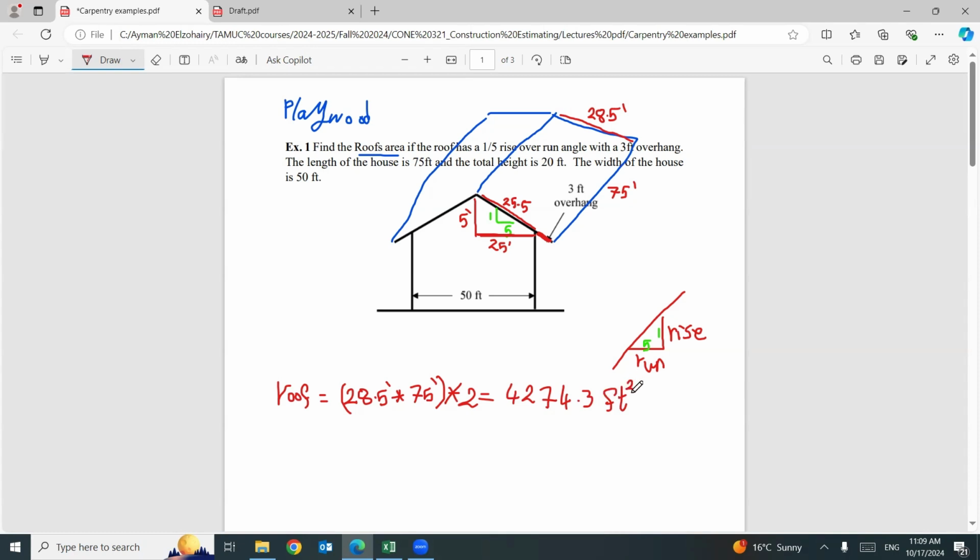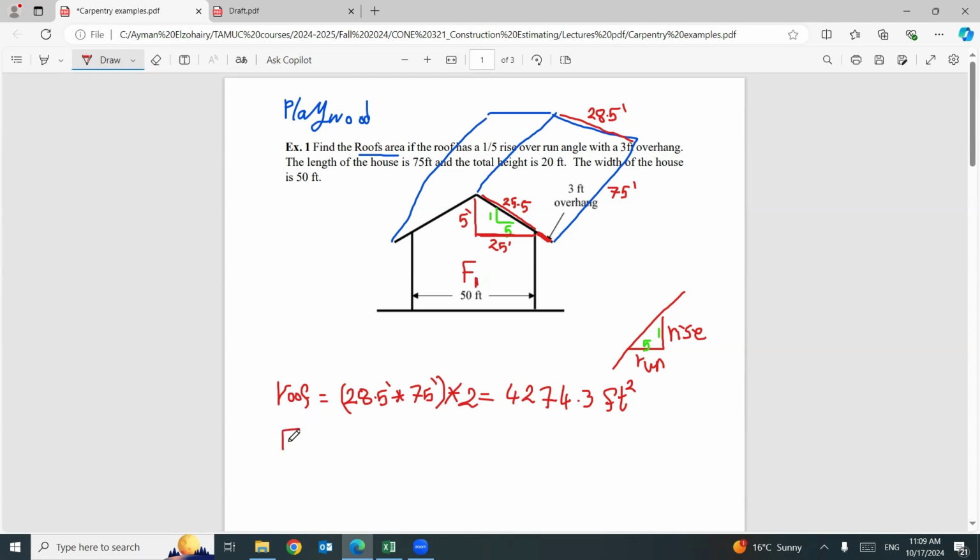So keep in your mind, if you are going to replace your roof, if you are going to cover it with any material, you are going to use this information: 4,274.3 square feet, the total surface of the roof. Does that make sense? Keep in your mind, let's try to figure out what is the total surface area of this face of the building.